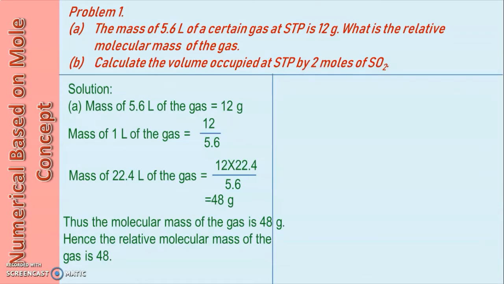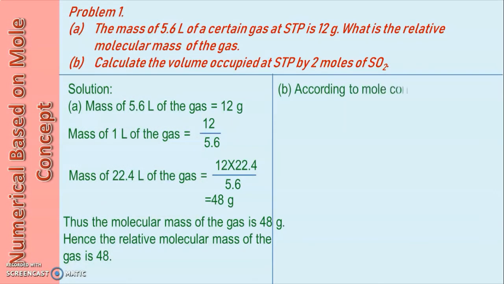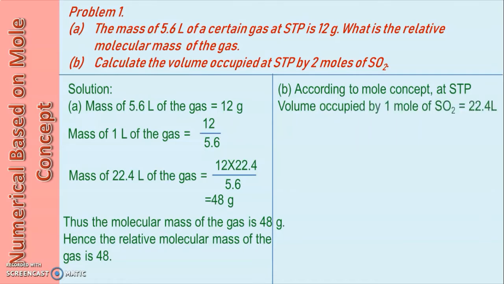Problem B. Calculate the volume occupied at STP by 2 moles of sulfur dioxide. So all the time you remember one thing, that the volume occupied by 1 mole of any gas at STP is 22.4 liters. So it is very easy. The volume occupied by 1 mole of sulfur dioxide is equal to 22.4 liters.